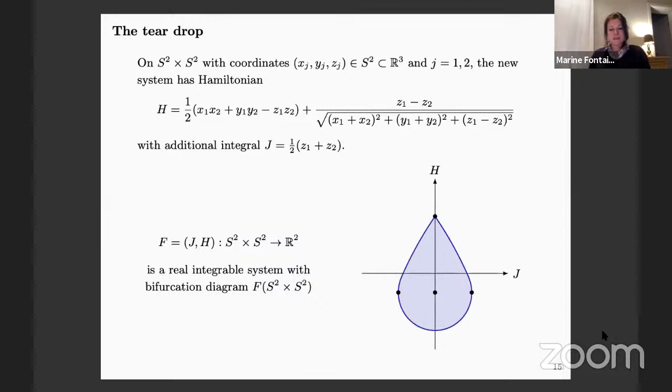So we can think about this system on S2 cross S2 as being a compact real form of the spherical pendulum, a bit in the same way that we talk about compact real forms for Lie groups. And yeah, that's the end. I think I will stop here.